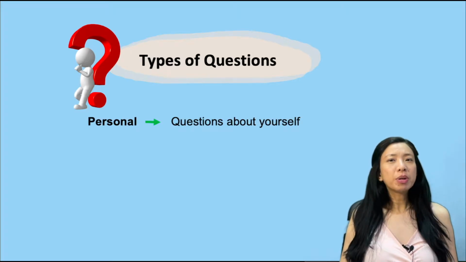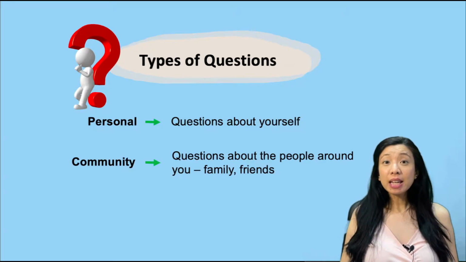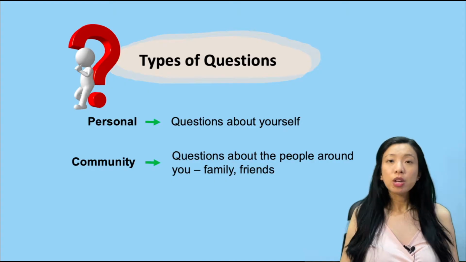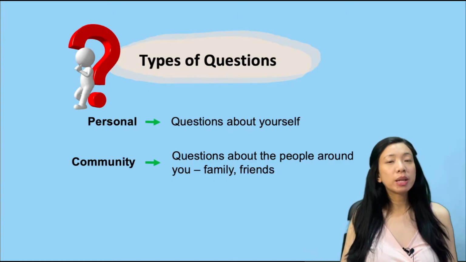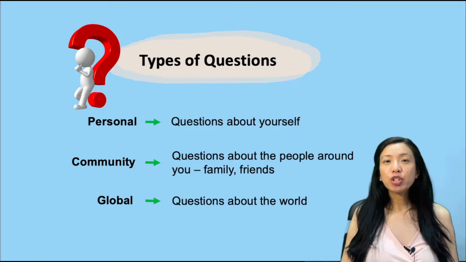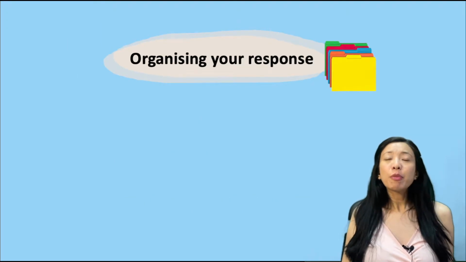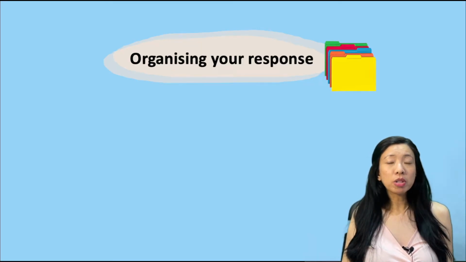Now, there are 3 types of questions that you will get during the exam. The first are personal questions, so the question will be about yourself. The second type of questions are about the community, so you'll be asked questions about the people around you, your family, your friends, your classmates, and so on. And the third type of questions are global questions, meaning that you'll be asked questions about the world. So no matter what type of questions you are asked, you still have to make sure that you organize your response so that it's coherent and clear to the examiner.